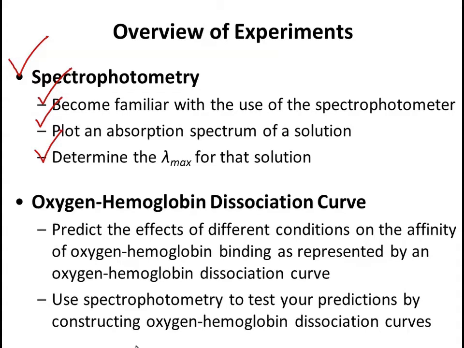The objective of the main experiment in the lab is to construct an oxygen-hemoglobin dissociation curve and to predict the effects of different experimental conditions on the affinity of binding between oxygen and hemoglobin, and therefore to predict how those conditions will shift the curve. And again, keep in mind that those experimental treatments are going to be reflective of in vivo physiologic changes. And finally, to test your predictions and to construct your curves, you'll use a spectrophotometry method. And on the next slide, we'll talk about how and why we can use spectrophotometry to quantify oxygen-hemoglobin binding.